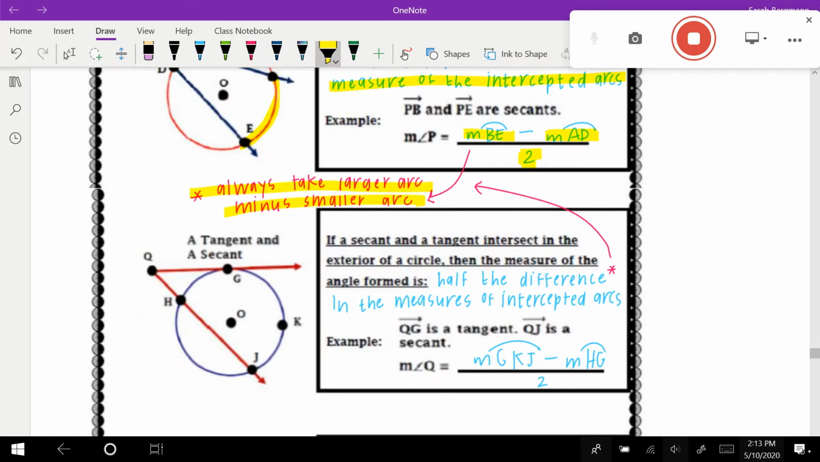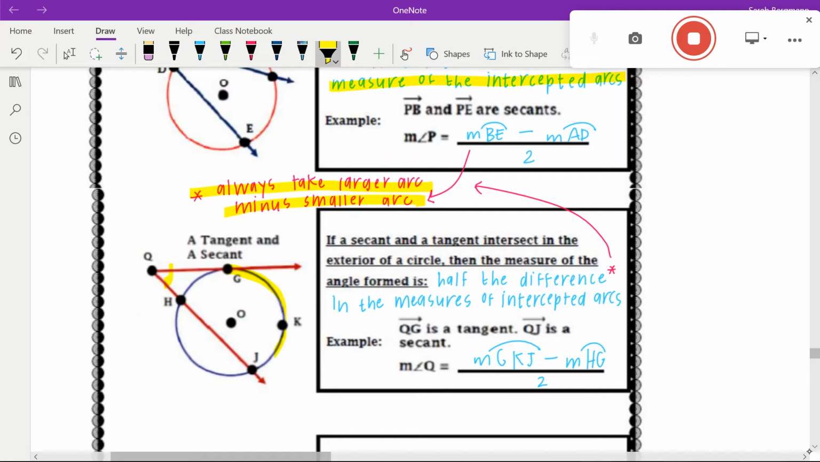So if you wanted to find the measure of angle Q, it's the same thing. You take half the difference in the measures of the intercepted arcs. And again, you have to remember to always take the larger arc minus the smaller arc. So the formula for this one, if we wanted to find angle Q, we would take this larger arc, arc GKJ, minus the measure of arc HG, that's this smaller arc over here, and then we will divide by 2. So it's basically the same formula. You take the larger arc minus the smaller arc divided by 2.